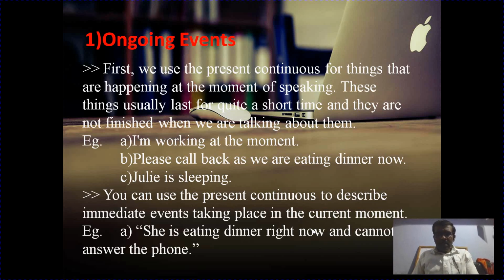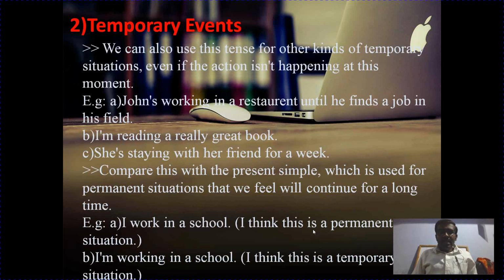You can use the present continuous form to describe the immediate events. Okay, so she is eating right now, she is attending the call, she's on the phone. She's calling on the phone. So it can be explained with the help of ongoing events. Second, temporary events. To express the temporary events, we use present continuous form. John is working in a restaurant until he finds a job, and temporarily he is working. So these events can be expressed with the help of this temporary events form.